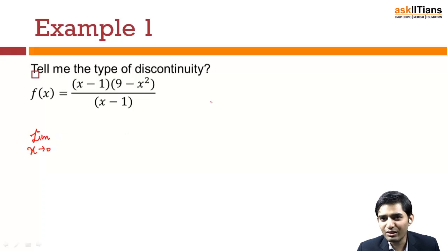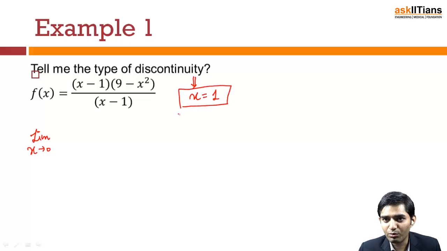The critical point is x equal to 1. This function is clearly discontinuous at x equal to 1, because the denominator will go to 0 at the critical point. So we will check the limit at x equal to 1. What will be the limit at x tending to 1? (x minus 1)(9 minus x square) divided by (x minus 1).